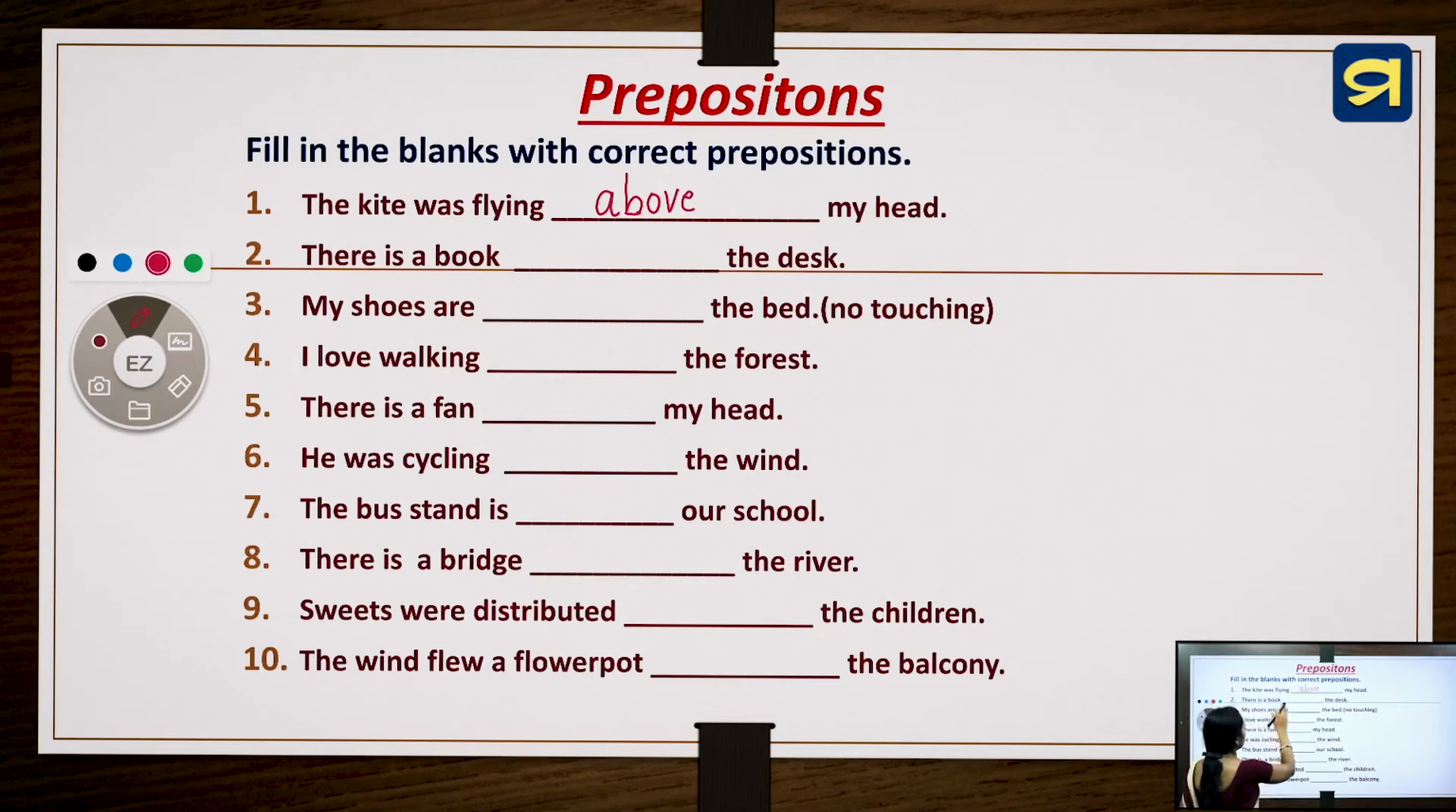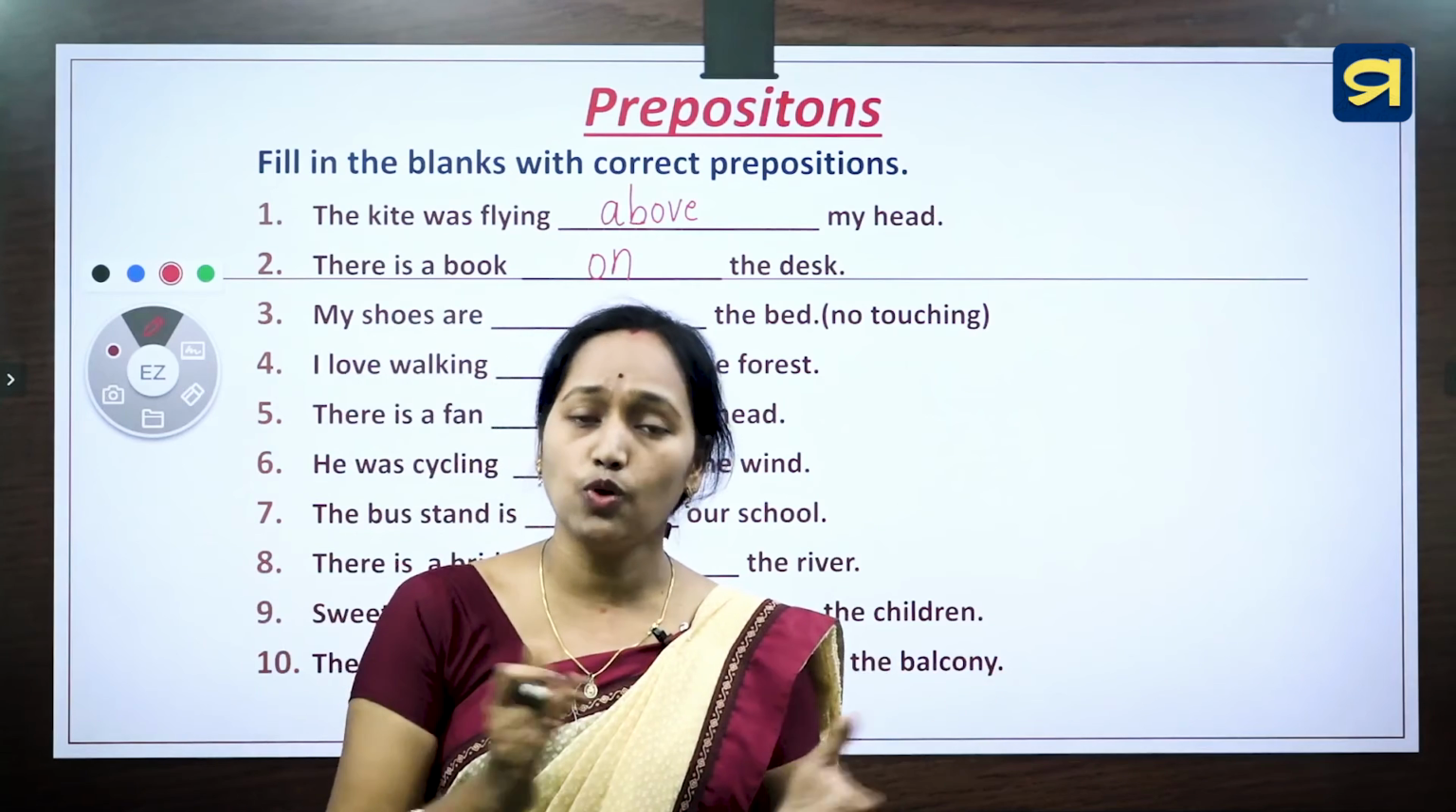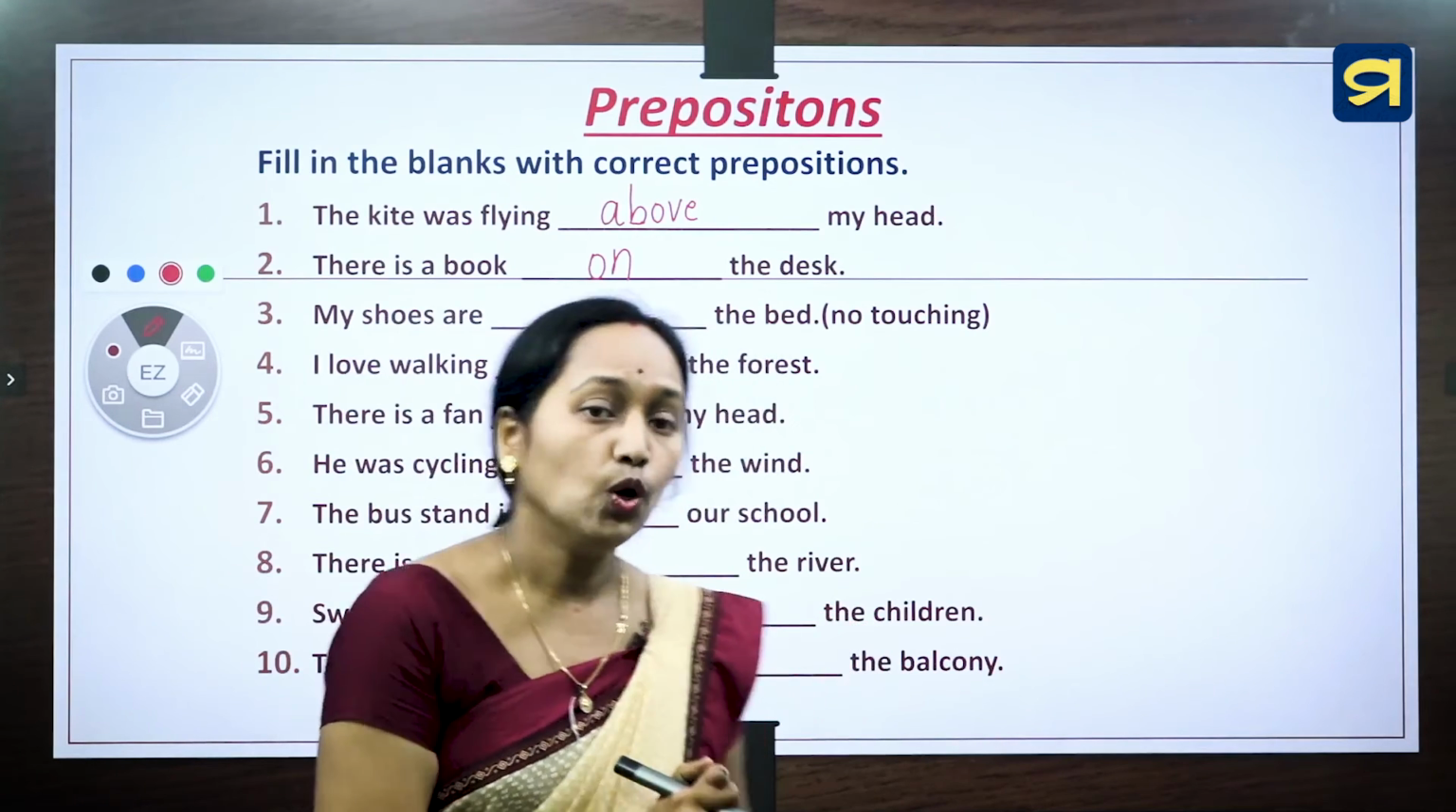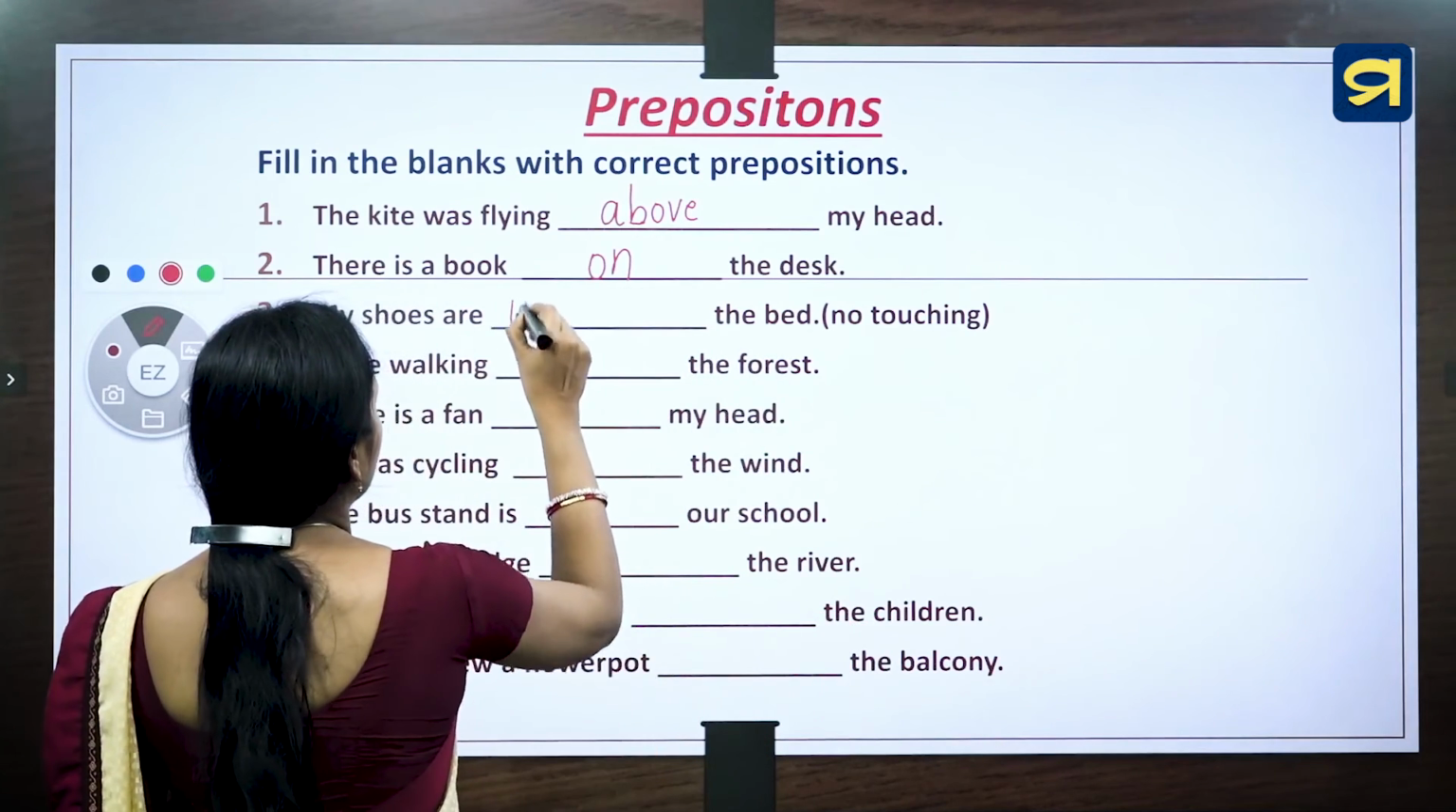There is a book dash the desk. On the desk. My shoes are dash the bed. There is no touching. When there is no touch between the two objects, what will we use? We will use under.